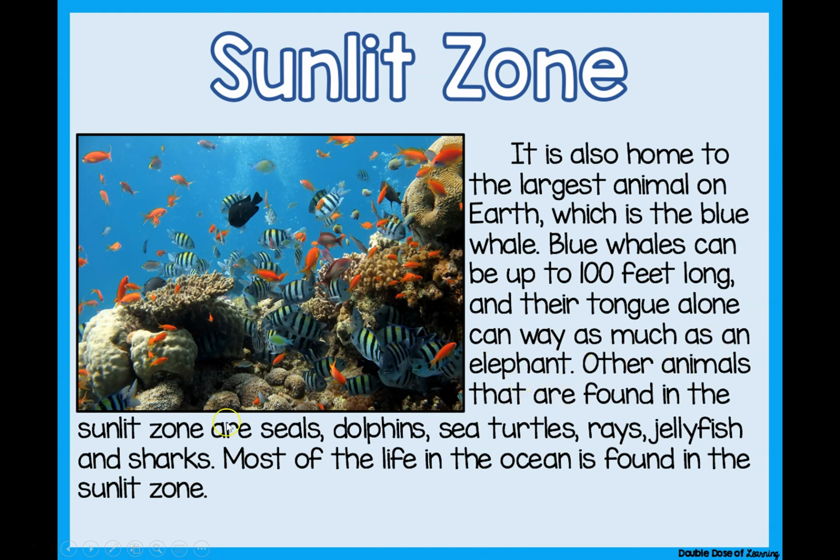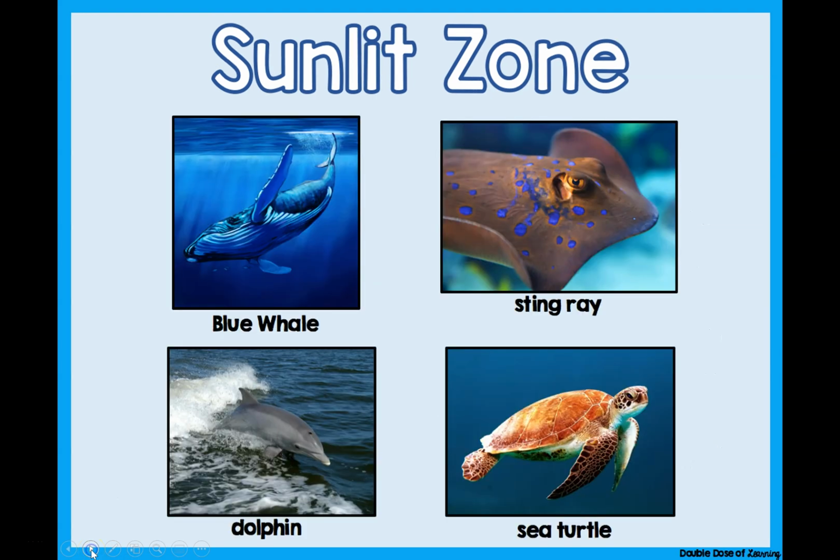Other animals that are found in the sunlit zone are seals, dolphins, sea turtles, rays like stingrays and manta rays, jellyfish, and sharks. So most of the ocean animals that we have heard of and we know about can be found in this top layer. Most of the life in the ocean is found in the sunlit zone. So blue whales, stingrays, dolphins, sea turtles, all of the above can be found there.